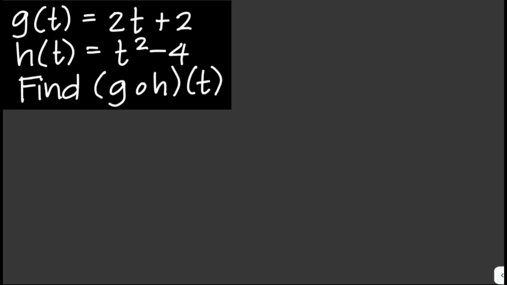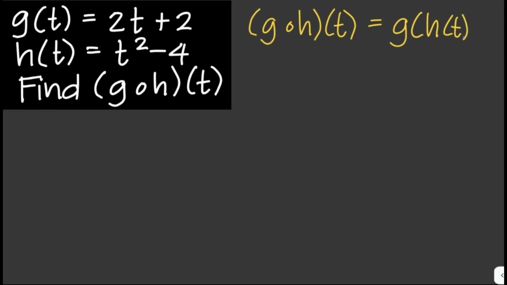Okay, let's solve another problem here. We're given two functions g of t and h of t, where g of t is equal to 2t plus 2 and h of t is equal to t squared minus 4, and we just have to find g of h of t. We just have to replace t with the whole function h of t.